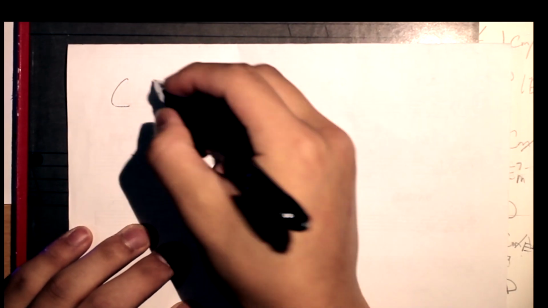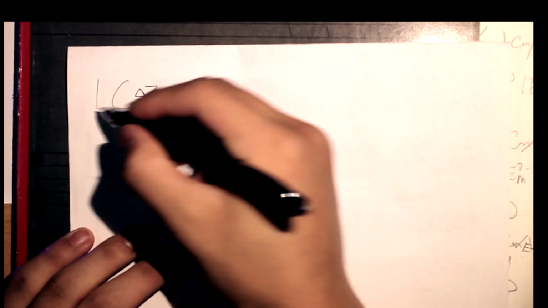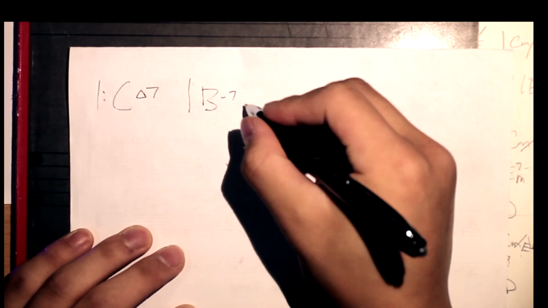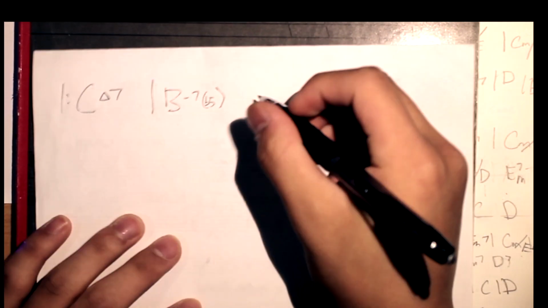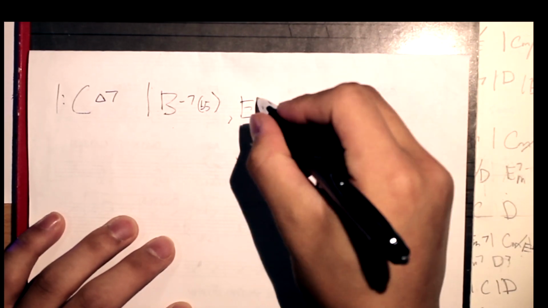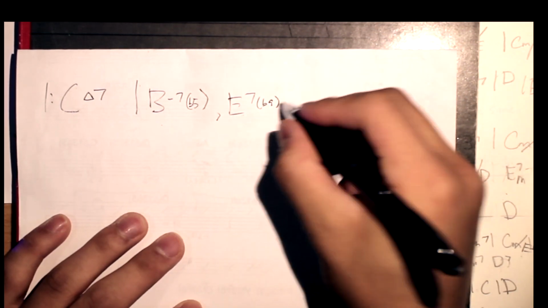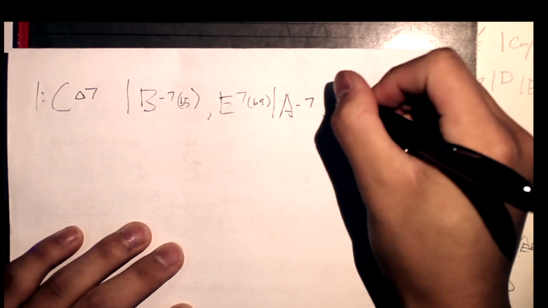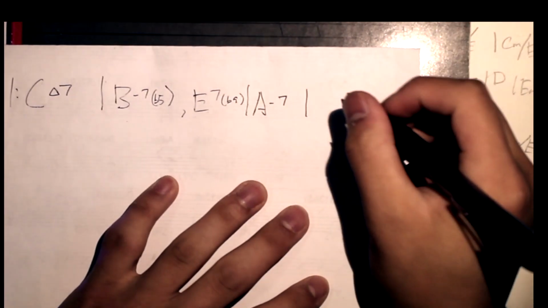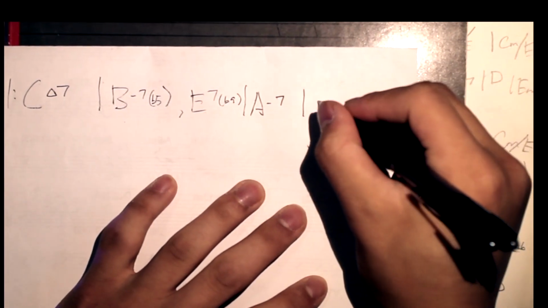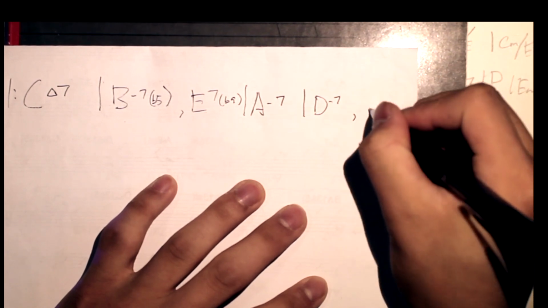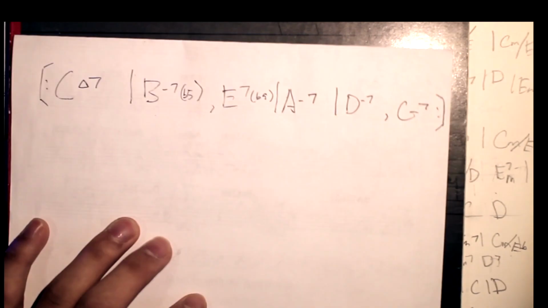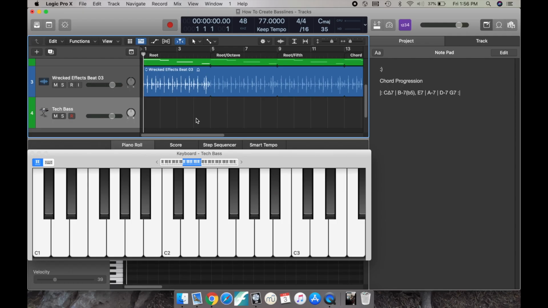So before we even talk about how to create a bass line, we have to make sure we understand the chords and also the chord progression. So first I created this chord progression. So you can see it's C major 7, and then there's B minor 7 flat 5, going into an E7 flat 9, going into an A minor 7, and then D minor 7, G7, and then repeats back to C major 7.